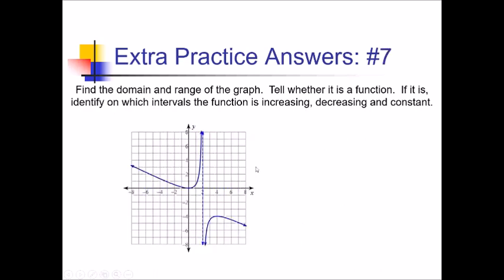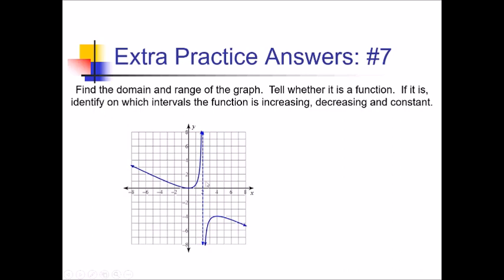For this one, to figure out the domain, we're trying to figure out the x values where the function exists. So it looks like our function goes to the far left, so negative infinity, and it also goes to the far right forever with this arrow, so positive infinity. But we do have this spot, this vertical asymptote in between where the function does not exist. So we're going to have to leave that out of our interval.